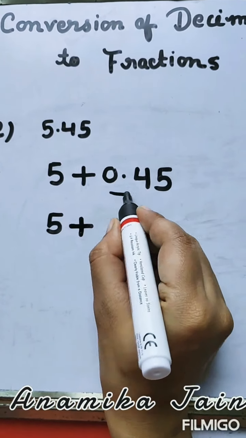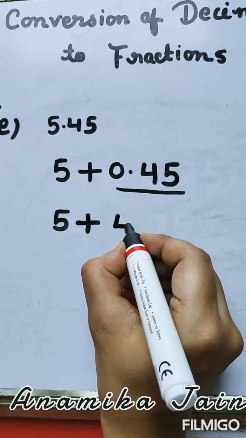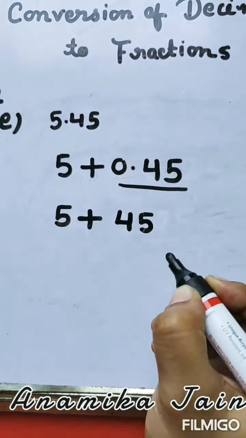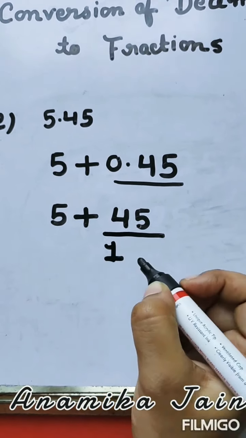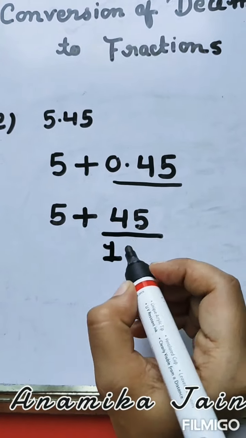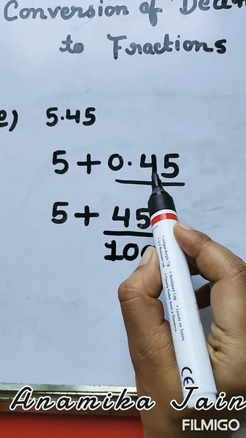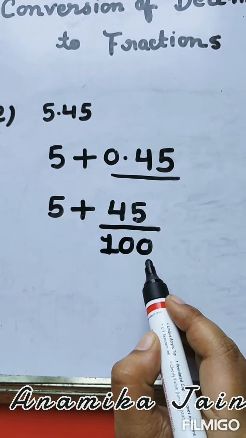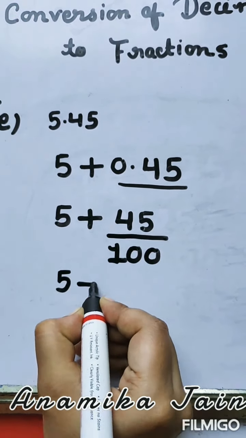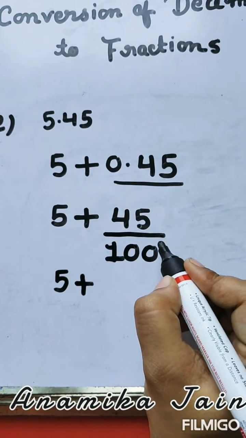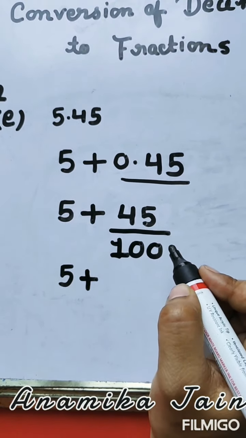Then for the decimal, as I have already explained, I will write the number without the decimal in the numerator, that is 45. And in the denominator, I will write 1 and put 2 zeros after the 1, because there are two places after the decimal. Now 5 will remain as it is, and then we have to see if there is any common factor between the numerator and denominator.